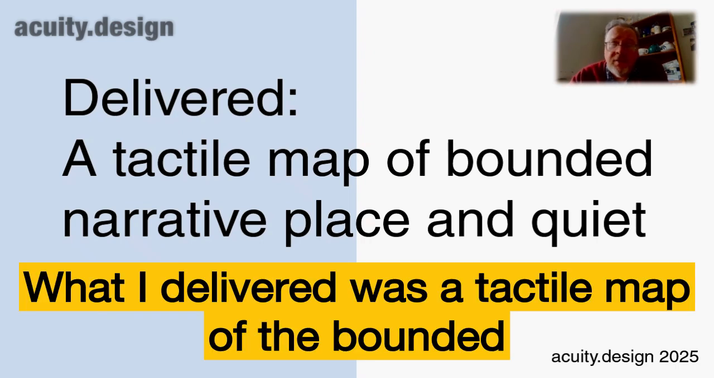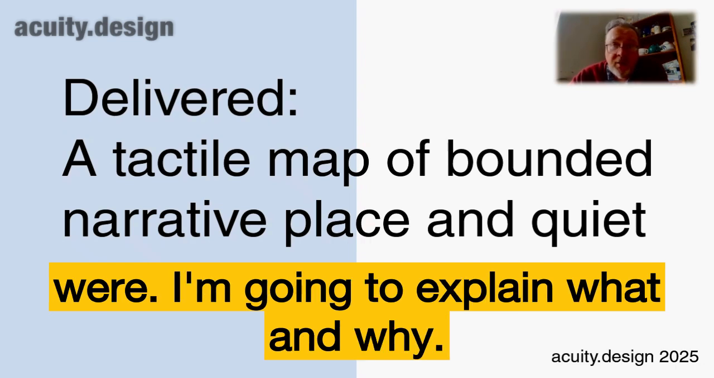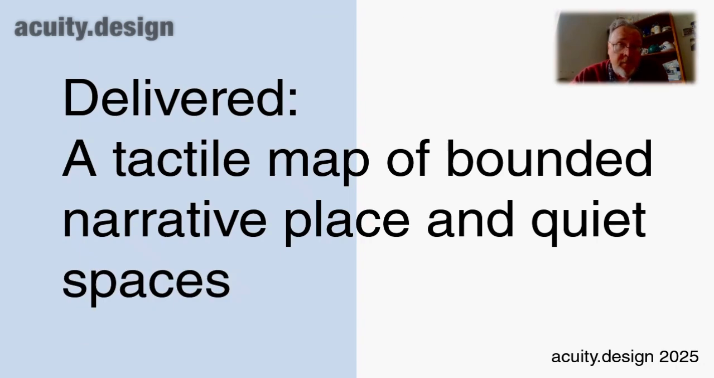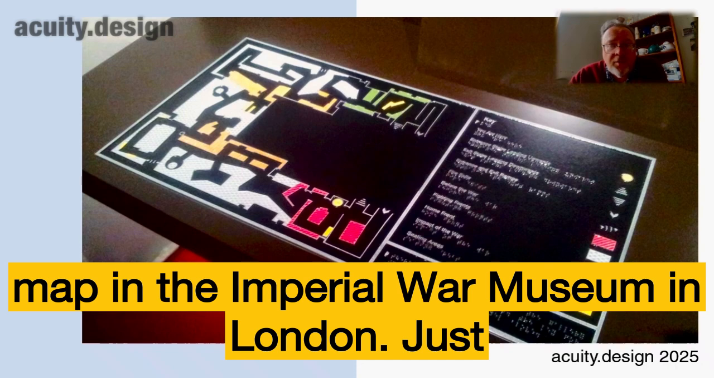What I delivered was a tactile map of the bounded narrative place and also where the quiet spaces were. And I'm going to explain what and why. So this is the map. This is the actual installed map in the Imperial War Museum in London.